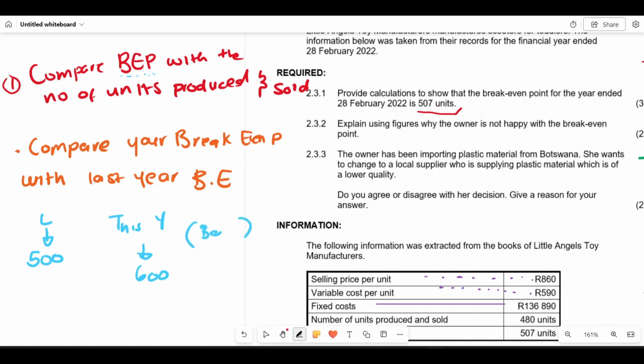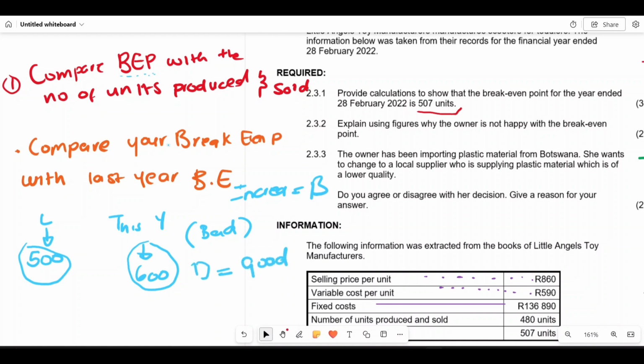Now, this would be a bad thing. Why is that? Last year, before you could start making a profit, you only needed to sell 500 units. This year, you need to sell more before you can start making a profit, right? So basically, you need to sell 600. So as a result, if your break-even point has increased from last year, it is a bad thing. Now, if your break-even point has decreased from last year, it's a good thing, right?